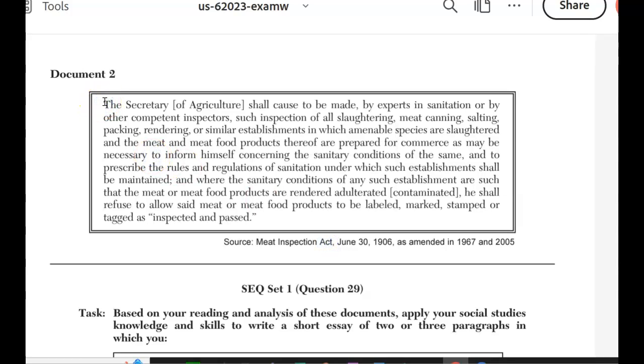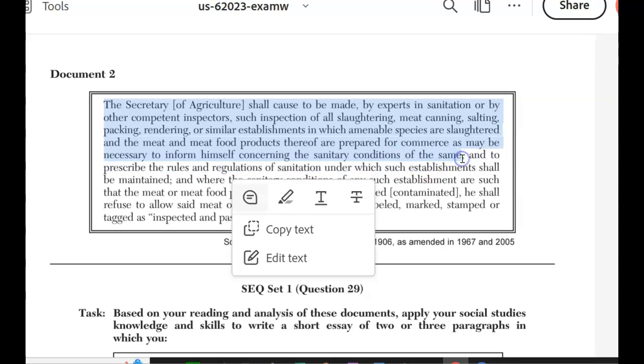So the law says, the Secretary of Agriculture shall cause to be made by experts in sanitation or by other competent inspectors, such inspection of all slaughtering, meat canning, salting, packing, rendering, or similar establishments in which amenable species of animals are slaughtered, and the meat food products thereof are prepared for commerce, as may be necessary to inform himself concerning the sanitary conditions of the same. All right, that's a little bit of legal language. What does it really say?